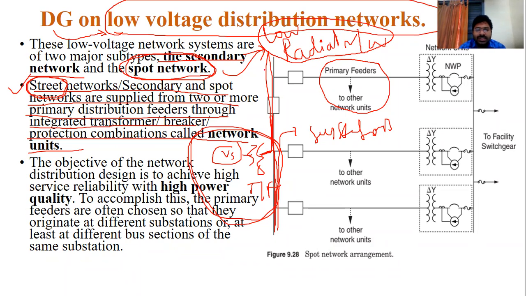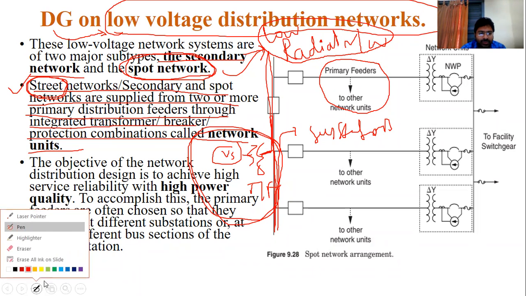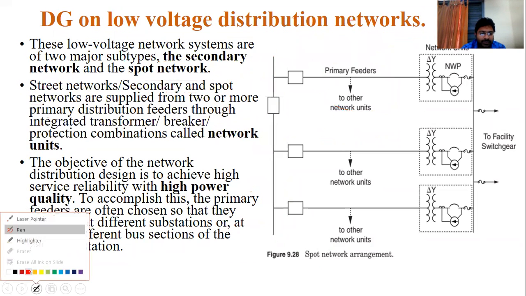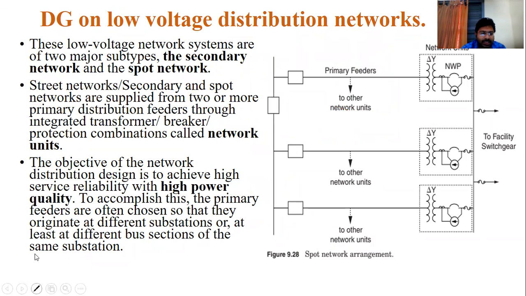So these are the two types of network: secondary network as well as the spot network. What is a secondary network? A secondary network is also called a street network. What is the meaning of street? These secondary networks supply power to small areas, like in our area, in Eluru, like Annarpeta or Rararpeta. That is the secondary network.